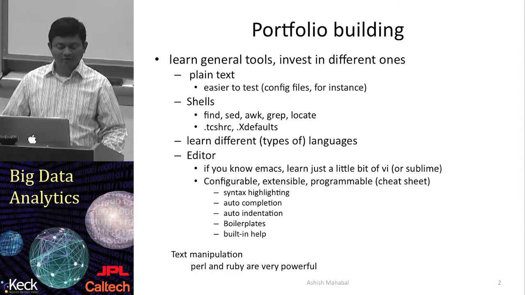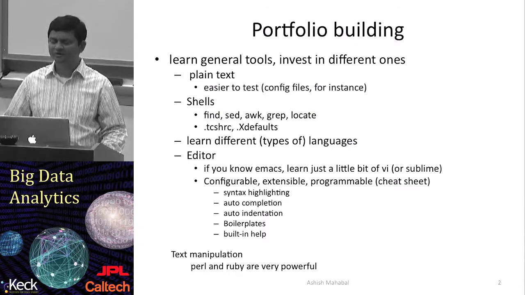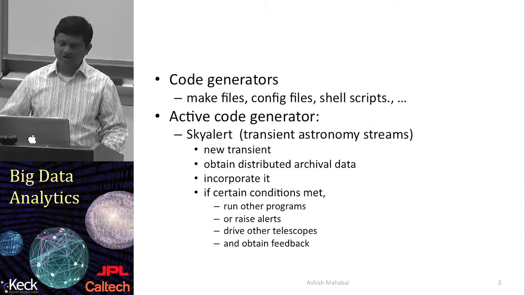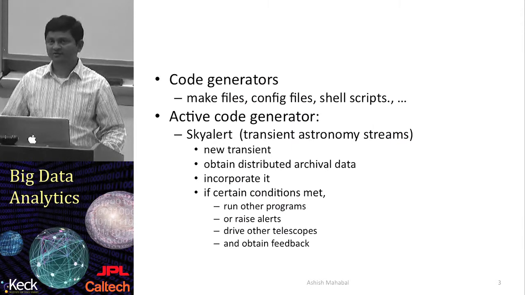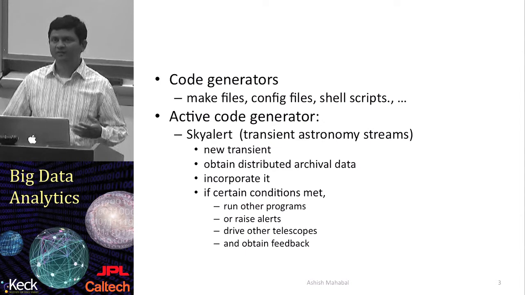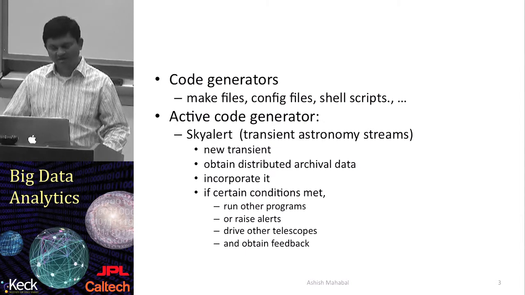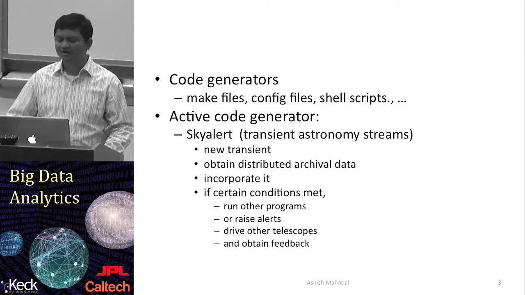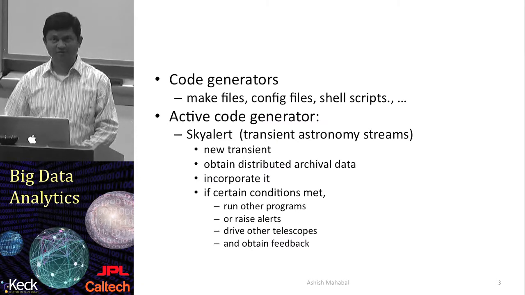Then if you are trying to do some text manipulation, languages like Perl and Ruby are extremely powerful in doing that. So learn at least just a little bit of those two languages. Then there can be various code generators that will help along in a big way. So small subroutines that go with these code generators can write much of your code quite easily. These also include shell scripts that can be fairly easily written, or config files. We talked about those a little bit earlier.